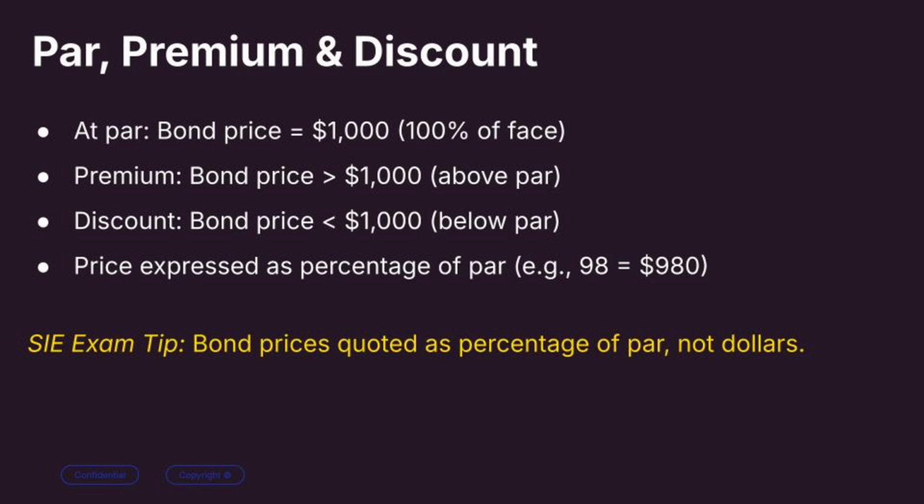Now let's talk about how bonds are priced in the market. When a bond trades at par, it's selling for exactly its face value, $1,000. When it trades at a premium, the price is above par. When it trades at a discount, the price is below par. Here's something important. Bond prices are quoted as a percentage of par, not in dollars. So if you see a bond quoted at 98, that means 98% of 1,000, which equals $980. A quote of 105 means $1,050.